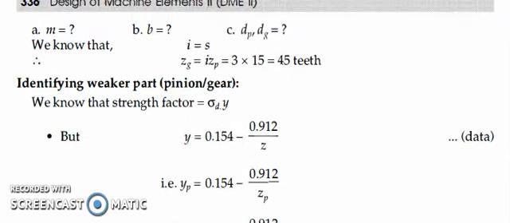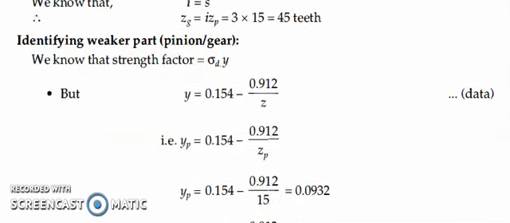Generally we know that I is equal to the speed ratio or velocity ratio. The ratio of the number of teeth is also inversely proportional to the speed ratio or velocity ratio. According to that equation, we can find the number of teeth on the gear, that is ZG. ZG is equal to 45. Then, according to the steps, we can identify first which one is the weaker part.